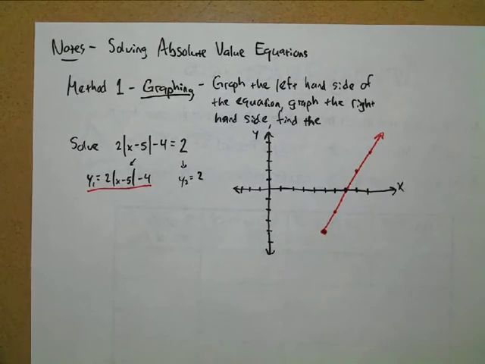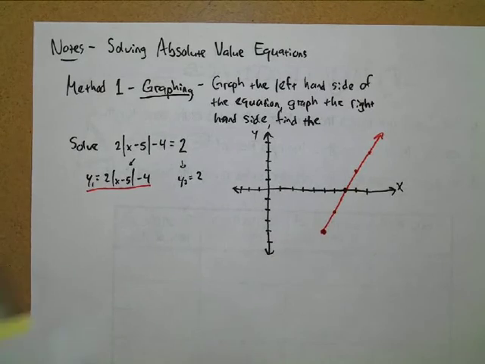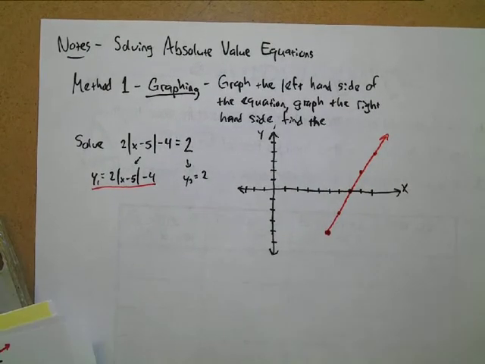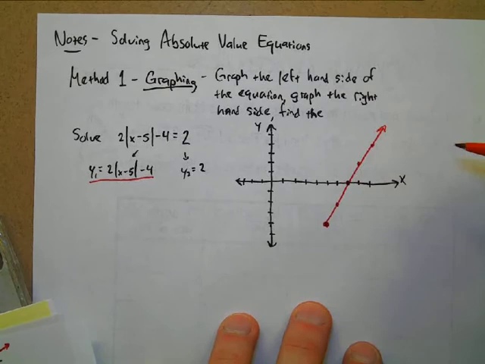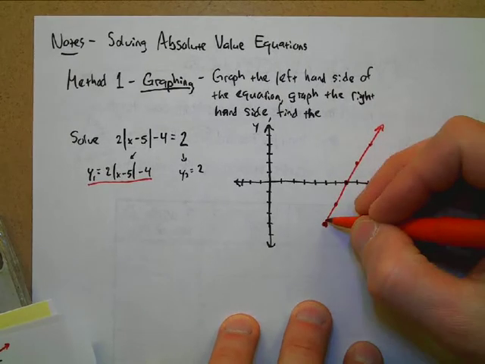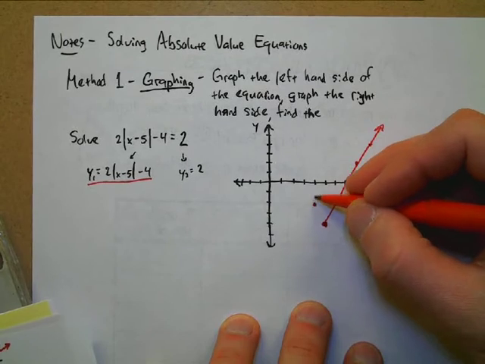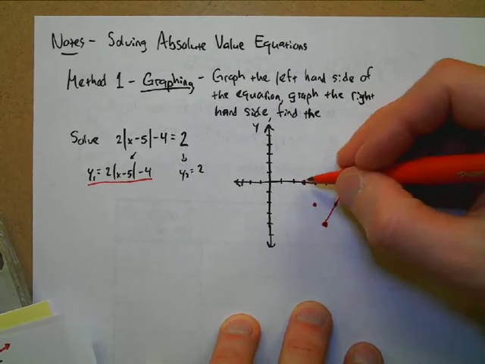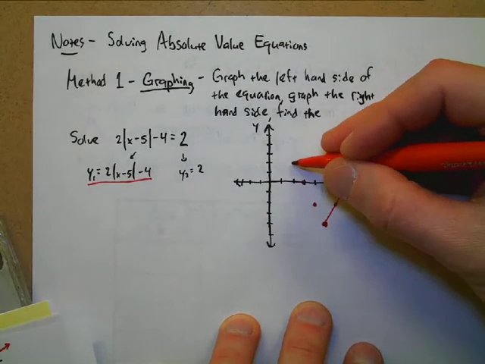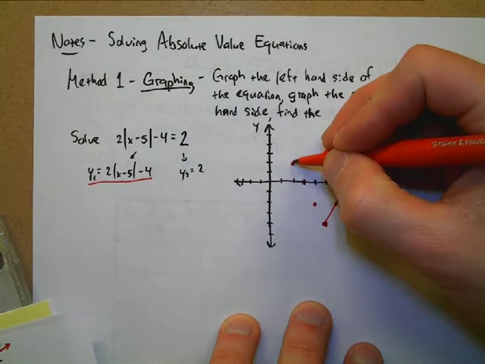And then to get the other side of the absolute value, instead of going up 2 right 1, we'll do what? Up 2 left 1. That's right. So up 2 left 1, and so on.